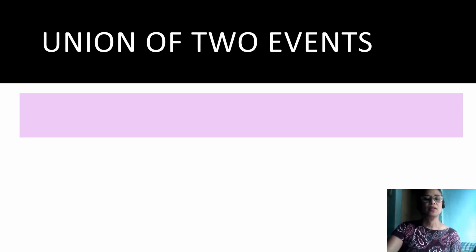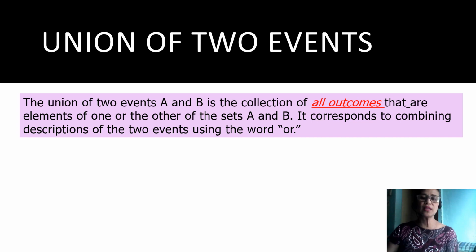Now, the second one is what we call the union of two events. The union of two events is a collection of all outcomes, or the elements, of one or the other of the sets A and B. So it's the same as the union of sets. You are going to get the elements in set A and in set B, and it also includes the intersection of A and B. It corresponds to combining the description of the two events using the word or. So we have now the conjunction or. When you say or, it means it either satisfies event A or it satisfies event B, and it's part of the favorable outcome.